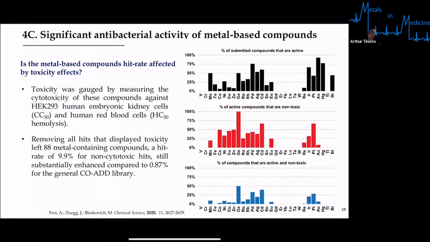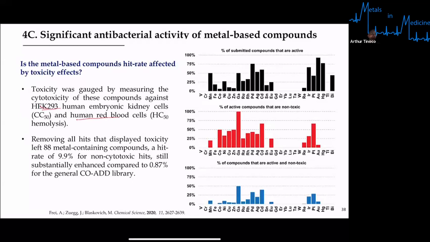All right, so is a metal-based compound hit rate affected by toxicity effects? I kind of spoiled it, but that's fine, because how did they really assess toxicity? The way they did it was by screening against two types of cell lines. One is HEK-293, which is human embryonic kidney cells. And then they also tested against human red blood cells.